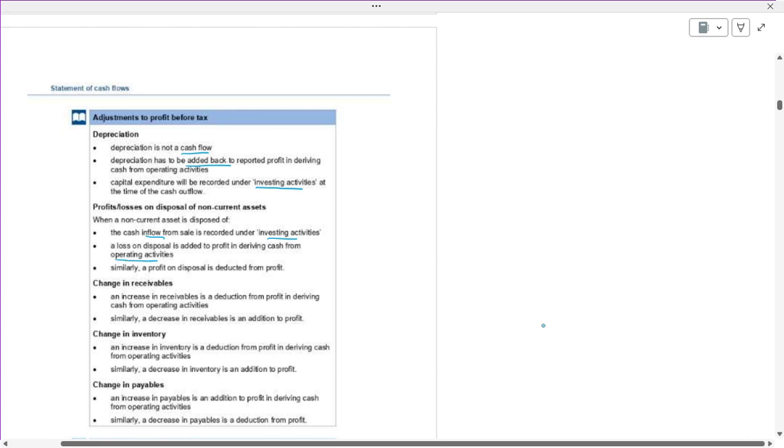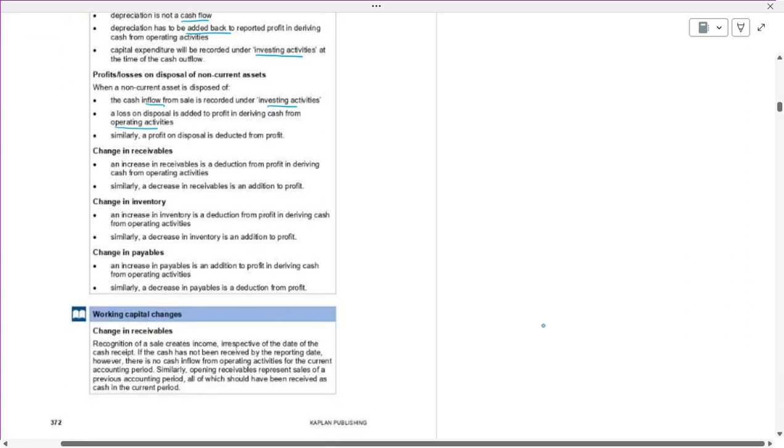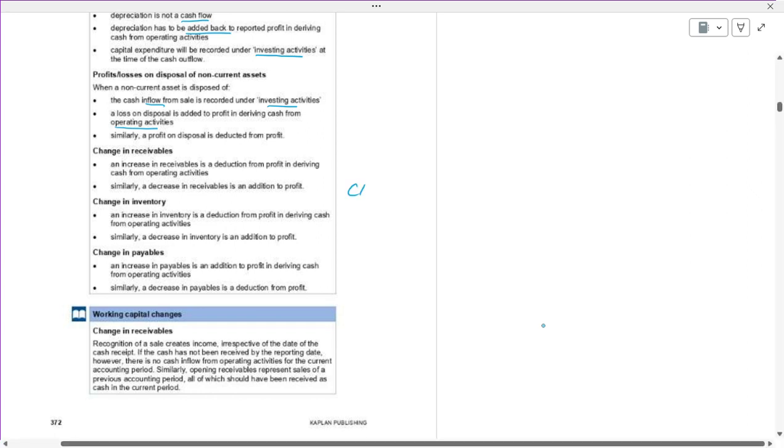Likewise, you have change in receivables, change in inventory and change in payables. It is otherwise called working capital. I will now say current, the same rule applies. If current assets are increasing, cash will decrease. If current assets decrease, cash will increase.